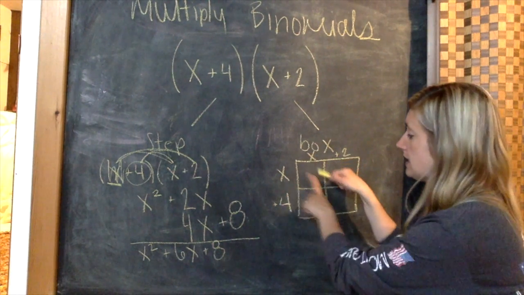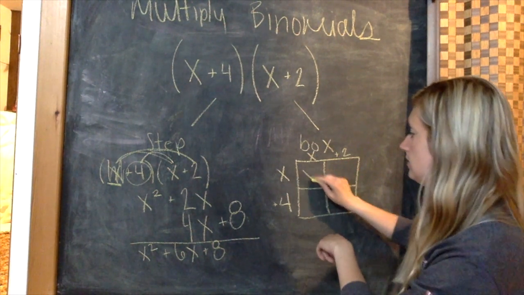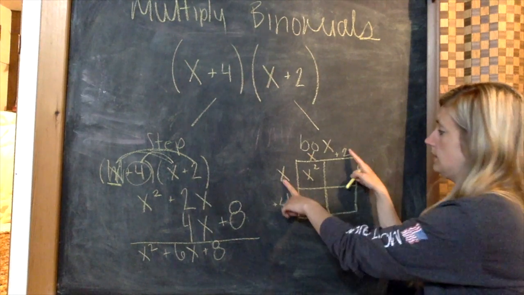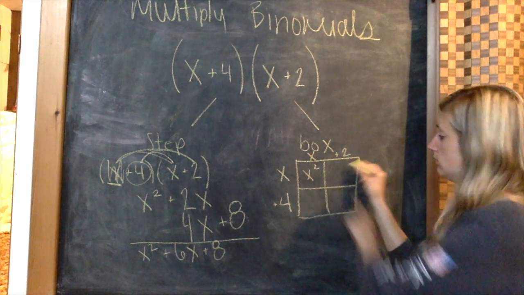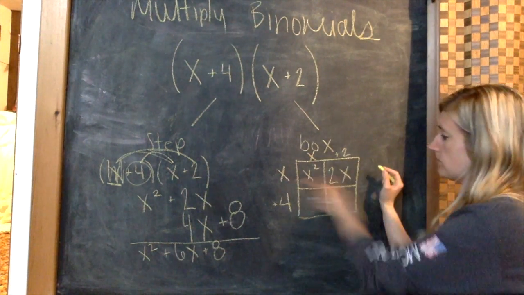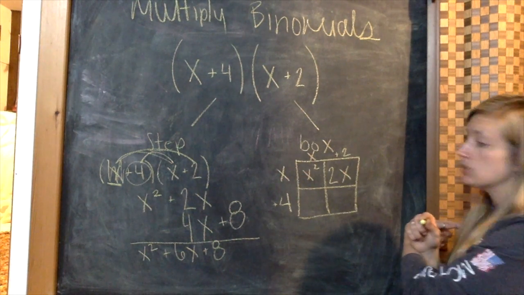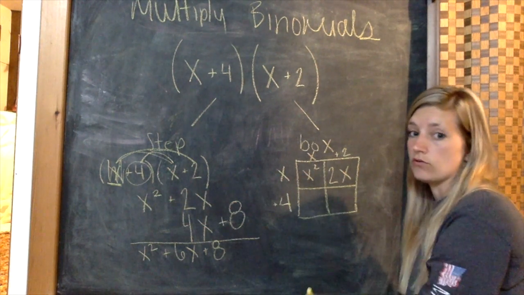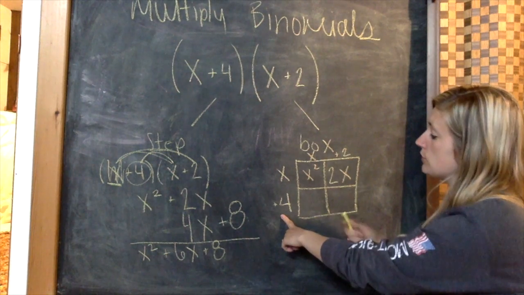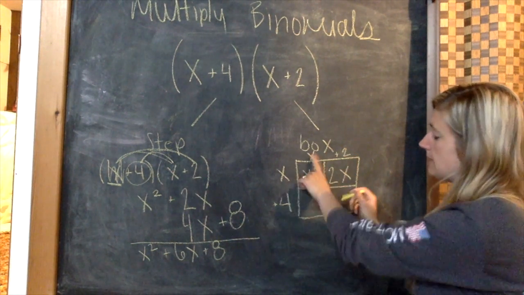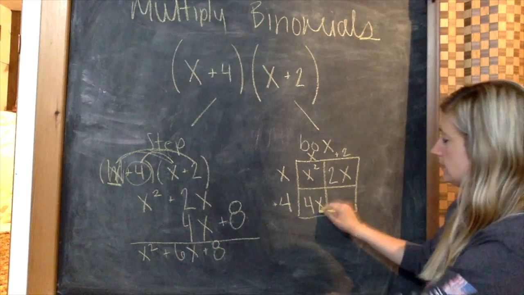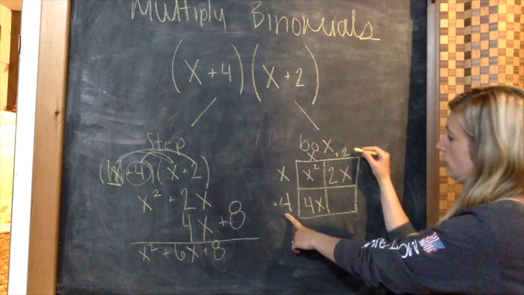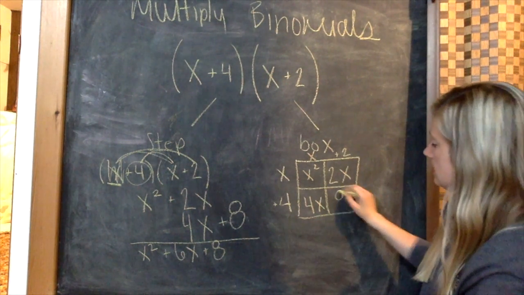So x times x, your answer is going to go in this box. X squared. Now go over: x times 2. Well, that's going to be 2x. So now you're done with the x. Okay, so what do you know? Same thing as our top row over here. Now you're going to go through and do the 4. So now these meet up. 4 times x is 4x. And then these meet up here. So 4 times 2 is 8.